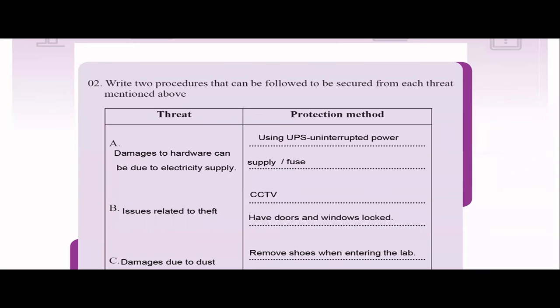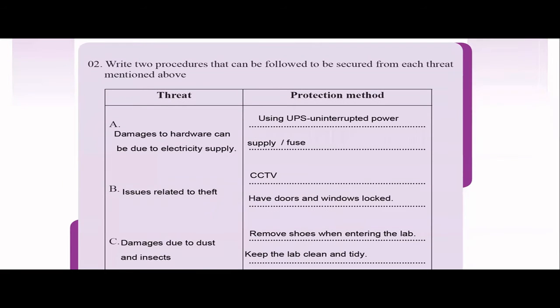In the second one, they're asking to write 2 procedures that can be followed to secure from each threat. So for A, I have written about the electricity supply issues, right? For example, for sudden power cuts, you can use a UPS, uninterrupted power supply. What happens is even when the power goes off, it will allow you to have some time to do a proper shutdown. So the machine will not suddenly switch off.